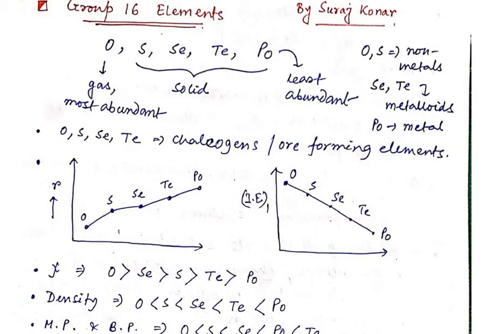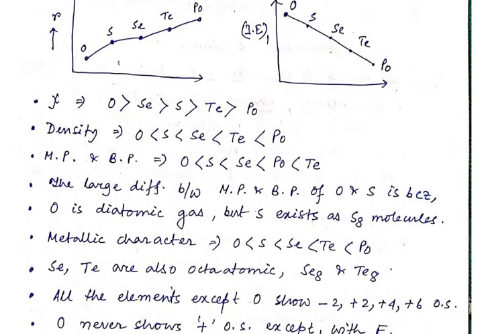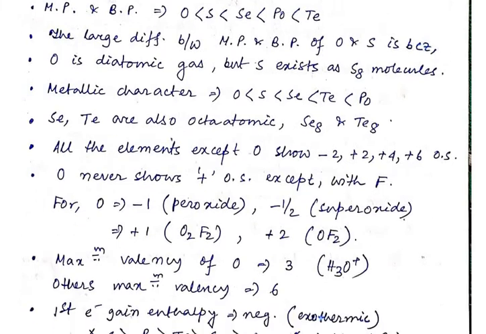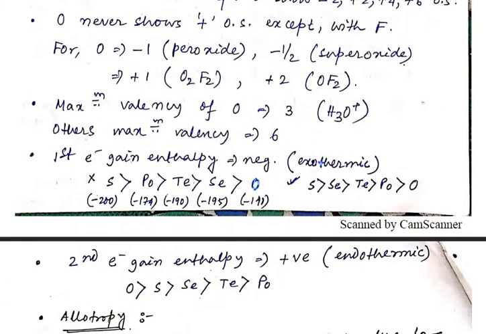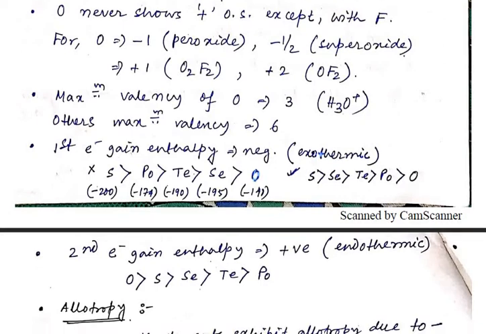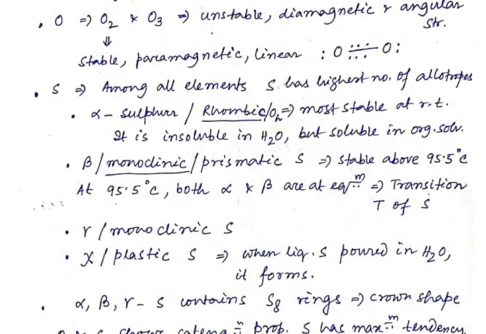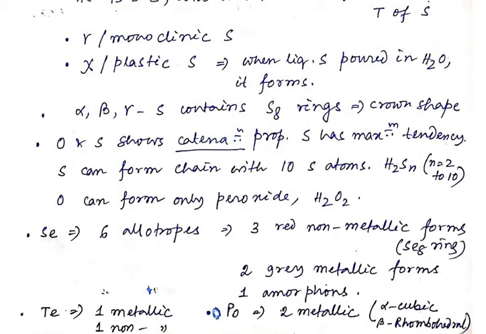Among these five elements, oxygen and sulfur are non-metals, selenium and tellurium are metalloids, and last, polonium is actually a metal. Then we have already discussed their physical behaviors like melting point, boiling point, density, electronegativity, metallic character. Then a little bit we have also discussed the oxidation states of these elements. Then the various allotropic forms we had already seen.